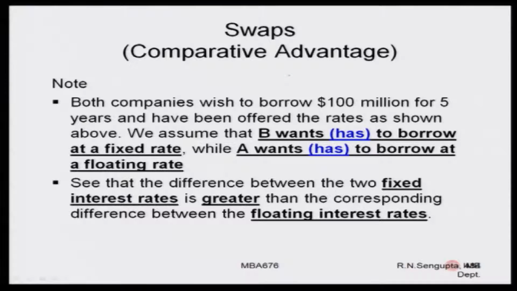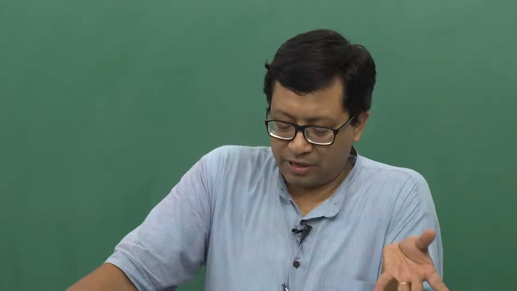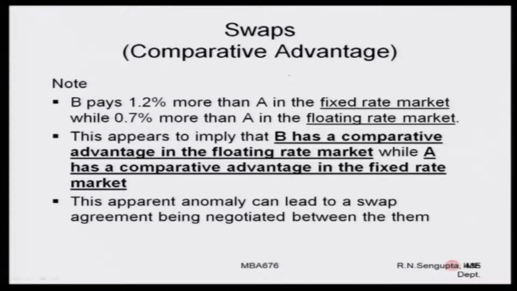See that the difference between the 2 fixed rates is greater than the corresponding difference between the floating rates from the point of view of B. B pays 1.2 more than A in the fixed rate and 0.7 more than A in the floating rate. So, this appears to imply that B has a competitive advantage in the floating rate market and A has a competitive advantage in the fixed rate market. So, this apparent anomaly, based on what their advantage is and what they have to do, has to be brought into the picture. This apparent anomaly can lead to a swap agreement between these 2 parties.